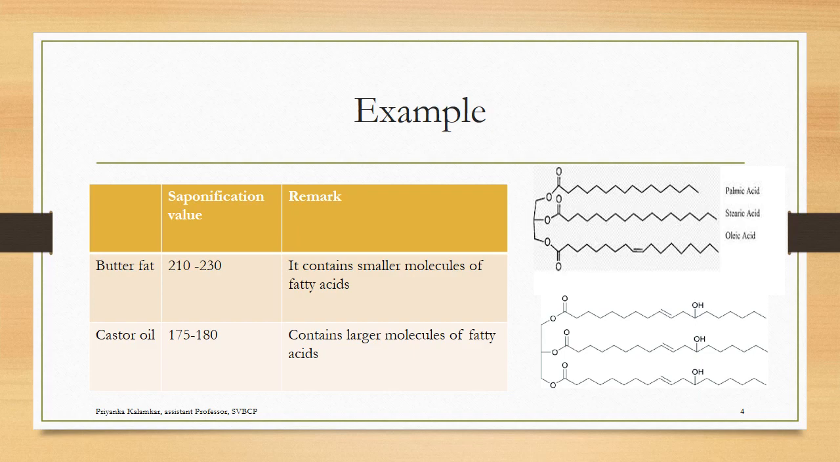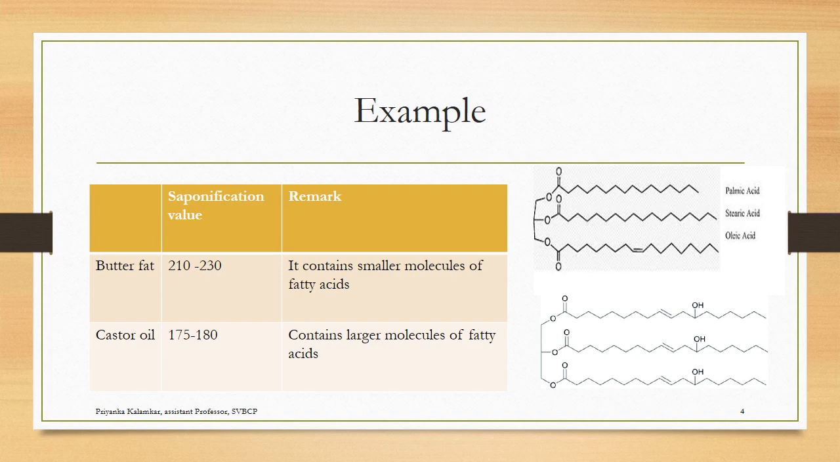So what I can predict based on the sap value is, if I compare these two samples presented here, butterfat and castor oil, as compared to castor oil, butterfat is having higher saponification value. So what I can say about molecular mass is, as it is inversely proportional, lower will be the molecular mass.